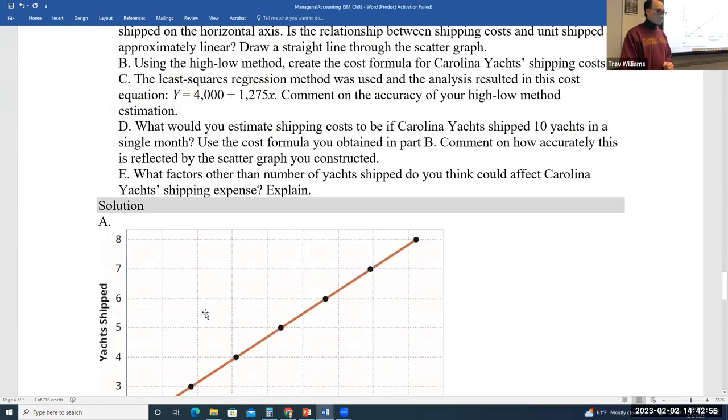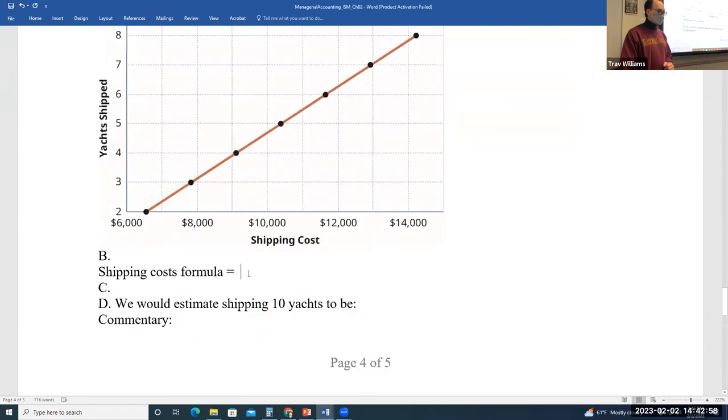All right, so then we can say our shipping cost formula equals $4,000 of fixed costs plus 1,275, was it? Is that right? Times the number of units.